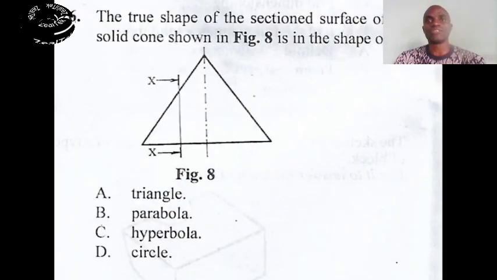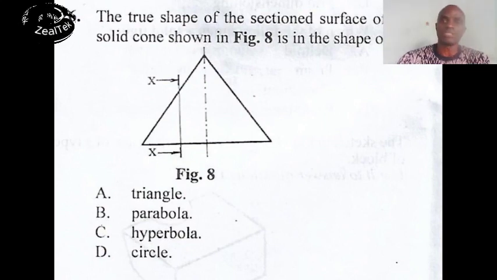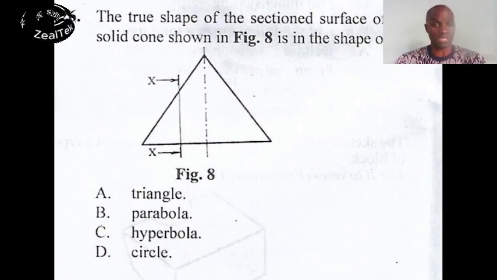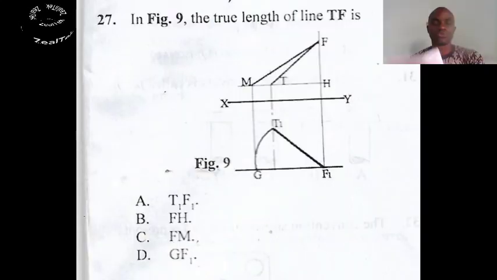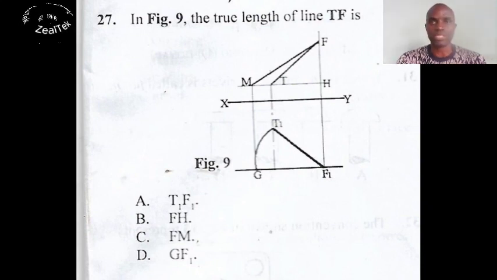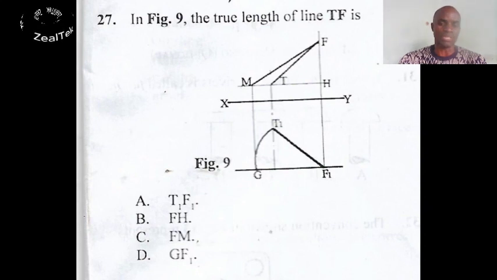The true shape of the section surface of the solid cone in figure 8 is in the shape of what? The answer is hyperbola, C. Question number 27. In figure 9, the true length of TF is what? The correct answer is MF, or FM, which is C.